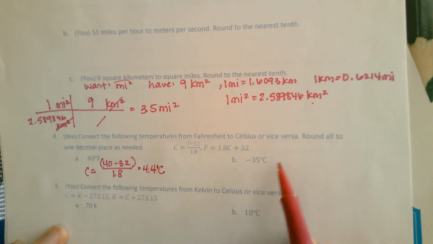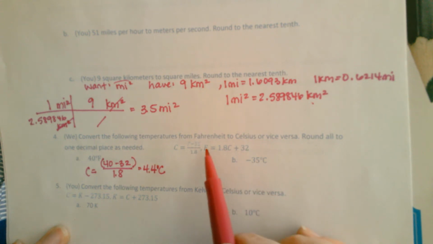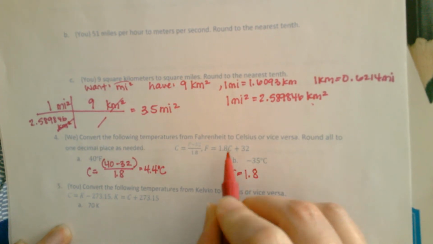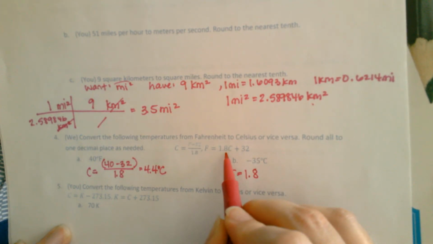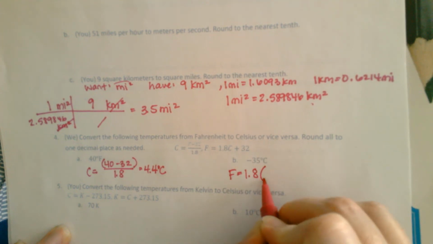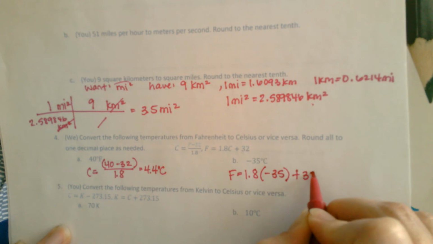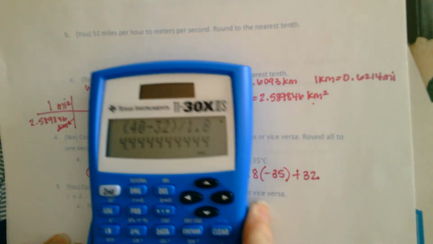Okay, for part B, we have Celsius now, negative 35 degrees Celsius, and we want Fahrenheit. So now I'm going to use the formula that has F equals. So we have F equals 1.8 times C, so 1.8 times negative 35 plus 32. And again, I can just put that in my calculator.